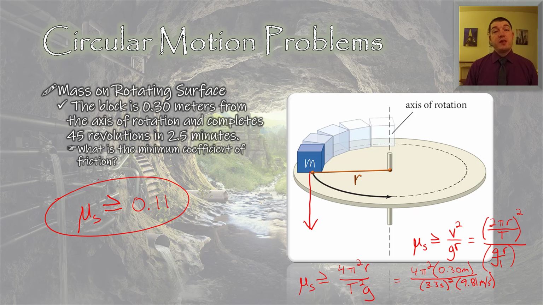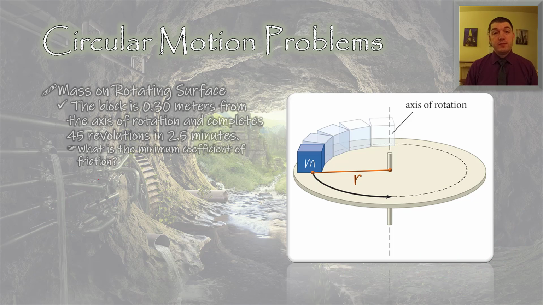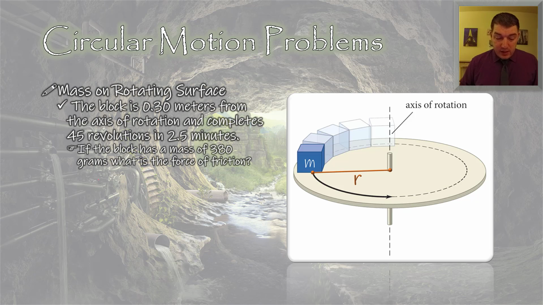Let's look at a little twist on the same problem. In this case, we have all the same information, but we're told the mass, and now we're asked to find the force of friction. If you notice in the last one, the mass canceled out, so it was irrelevant to the question about the coefficient of friction. However, if I want to know the actual force that's present, I have to have the mass to be able to determine that, because a bigger mass would require a bigger force.